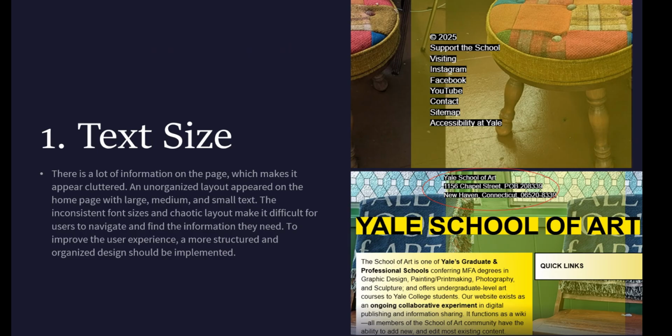For starters, text size. There is a lot of information on the page, which makes it appear cluttered. An unorganized layout appears on the homepage with large, medium, and small text. The inconsistent font size and chaotic layout make it difficult for users to navigate and find the information they need. To improve the user's experience, a more structured and organized design should be implemented.